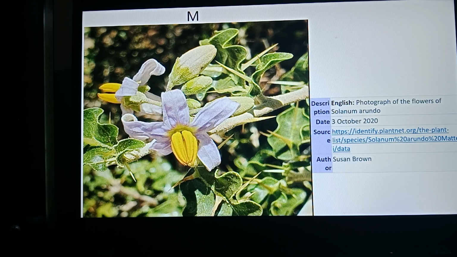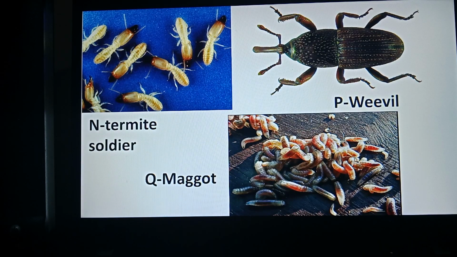Fortunately from Wikipedia, I was only able to get Solanum, which has got the same type of flowers as Solanum incanum. Question 3, we required a termite soldier, which is N, P weevil, and Q maggot. That's the way they look like.